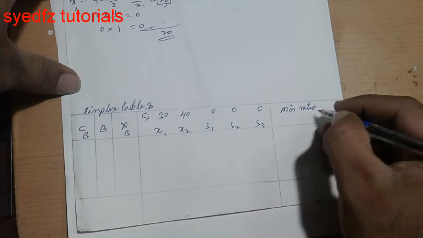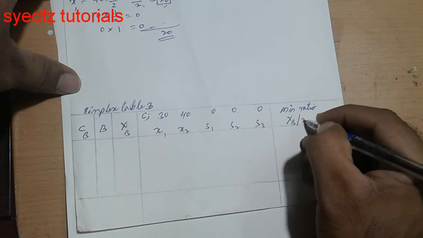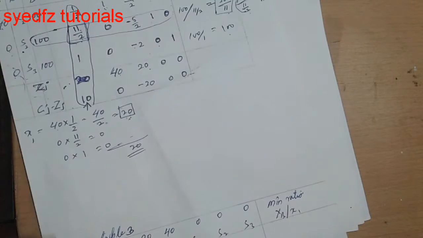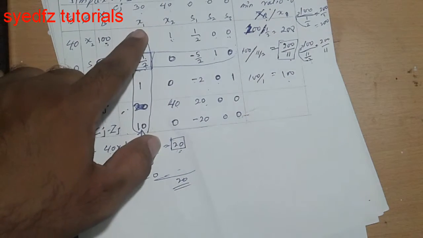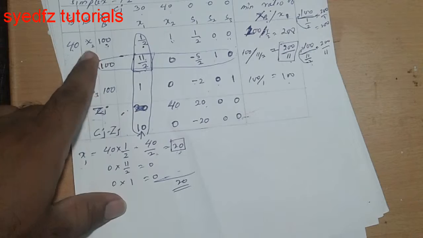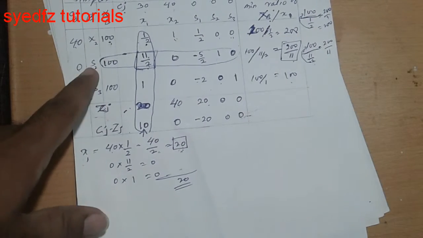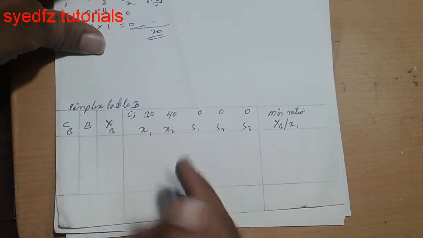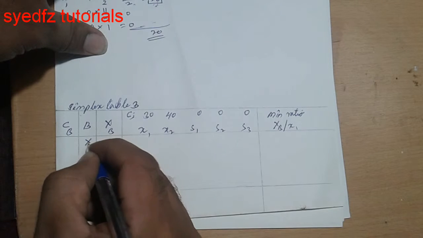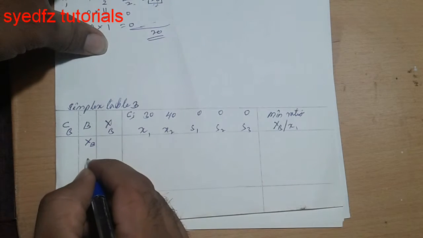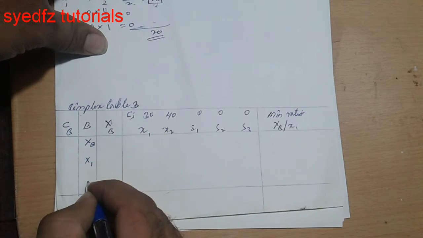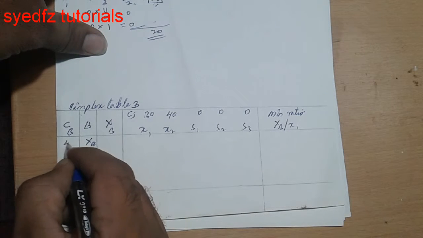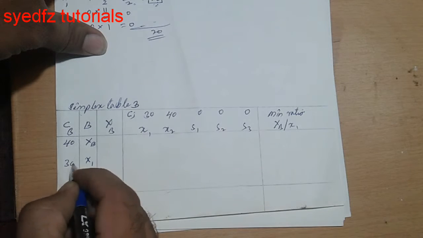How will you get it? Xp divided by whatever x we get. Here what is entered? S2 leaves and x1 enters. Means x2 and s3 remain, but s2 leaves only. So x2 remains, x1 is entered, s3 remains. X3 is always 0, x2 is 40, and x1's objective function value is 30.